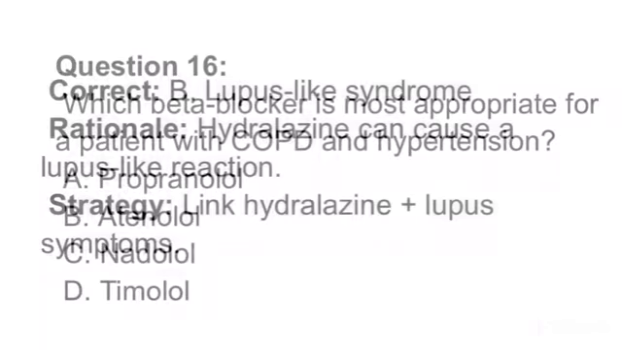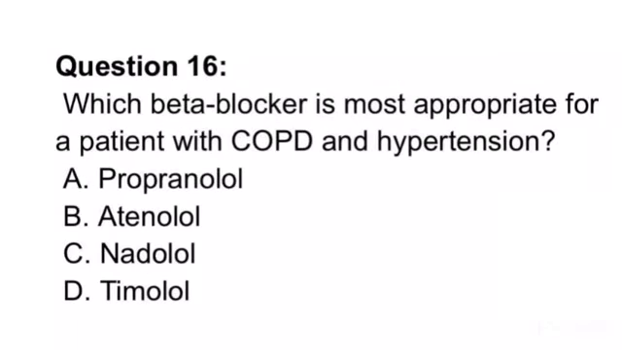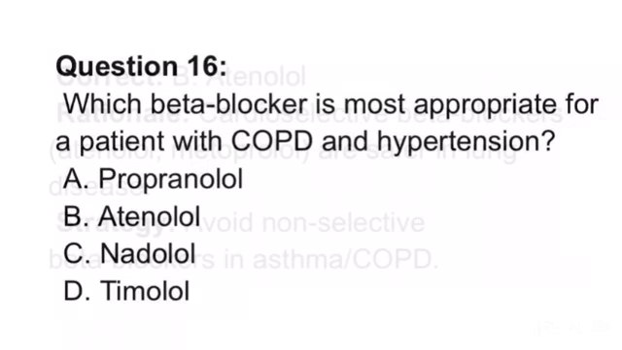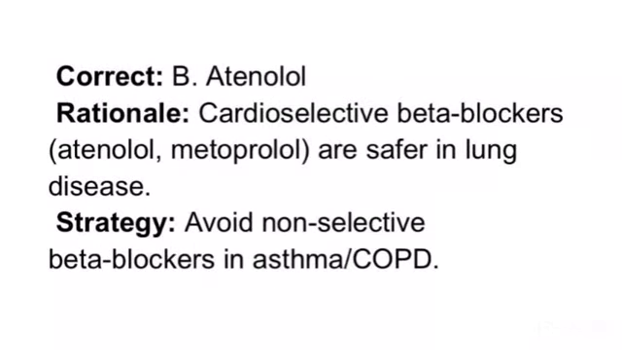Question 16. Which beta blocker is most appropriate for a patient with COPD and hypertension? A. Propranolol. B. Atenolol. C. Nadolol. D. Timolol. Correct: B, atenolol. Rationale: cardioselective beta blockers, atenolol and metoprolol, are safer in lung disease. Strategy: avoid non-selective beta blockers in asthma/COPD.